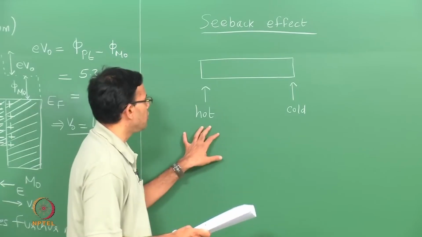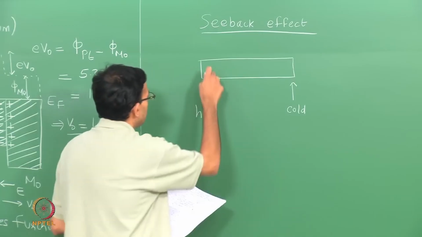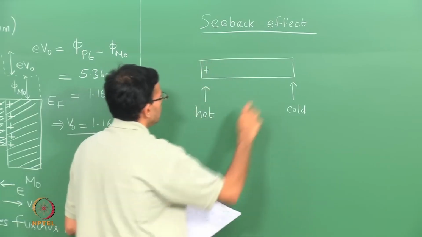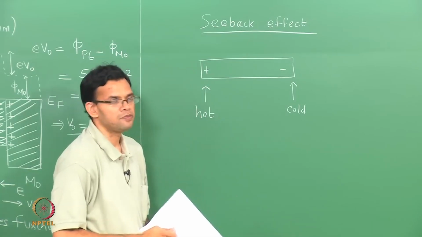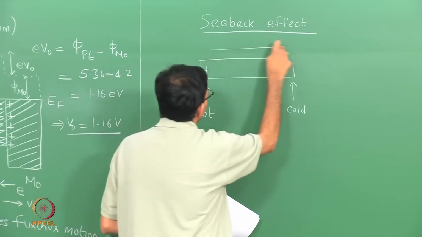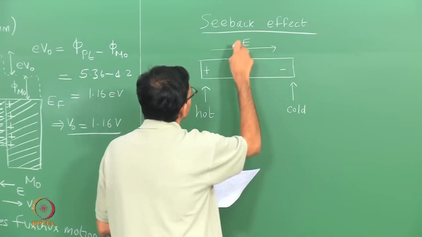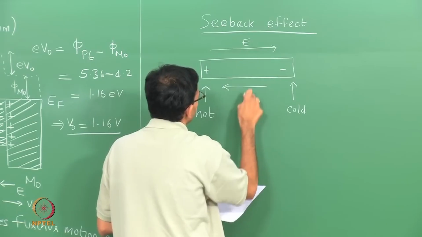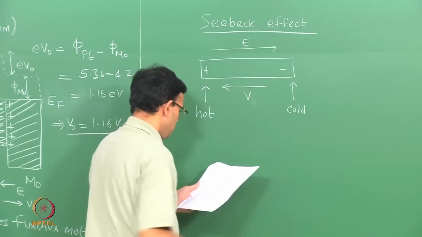So, these electrons will tend to drift towards the cold end, so that there will be a net positive charge on the hot side and a net negative charge on the cold side, which means there will be an electric field through your metal and there will be a potential. Let me just call it V.